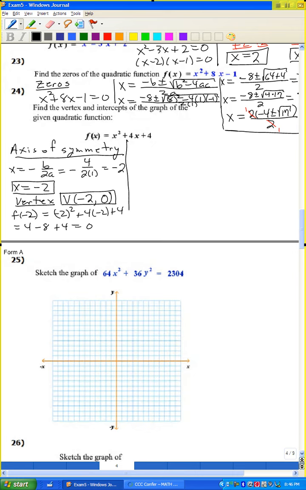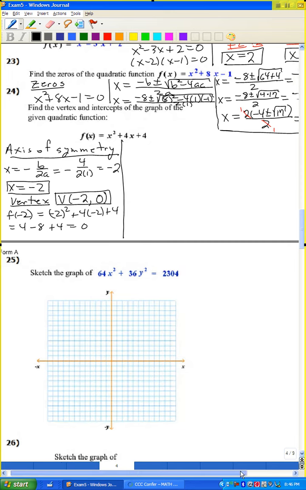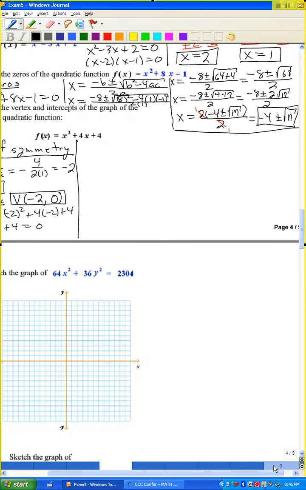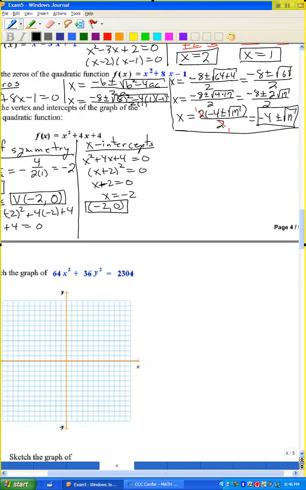And so I have here, let's find the x-intercepts. In this case, x-intercept. So that's x squared plus 4x plus 4 equals 0. Factor, well, this factors as x plus 2 squared is 0. And so x plus 2 is 0. Subtract 2 from both sides of your equation. So x equals negative 2. Therefore, the x-intercept is at (negative 2, 0), which we already found.